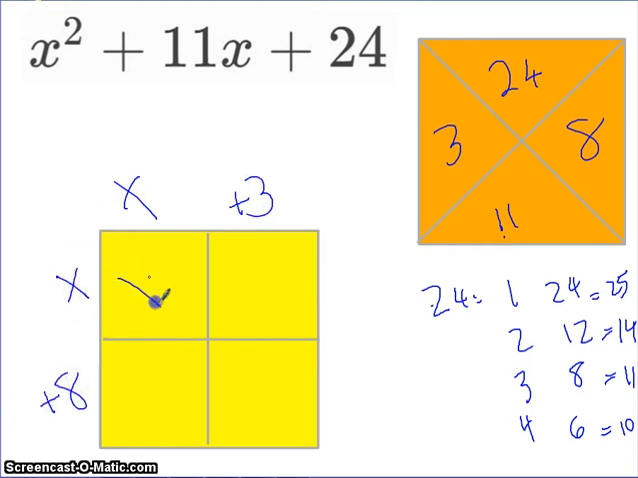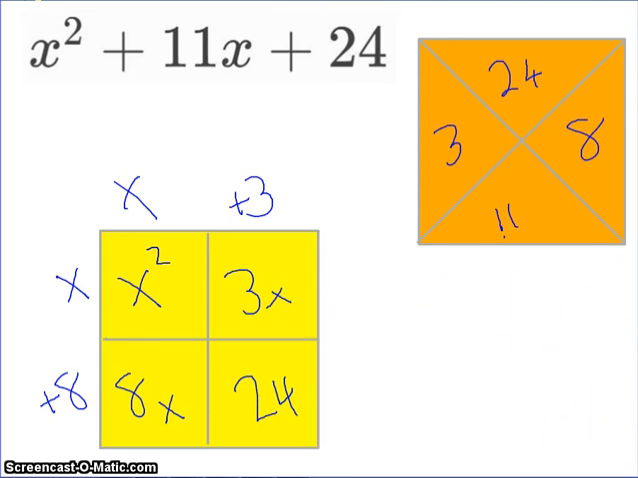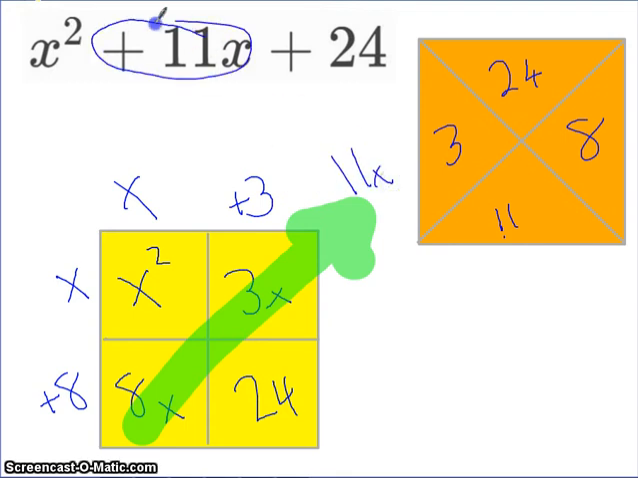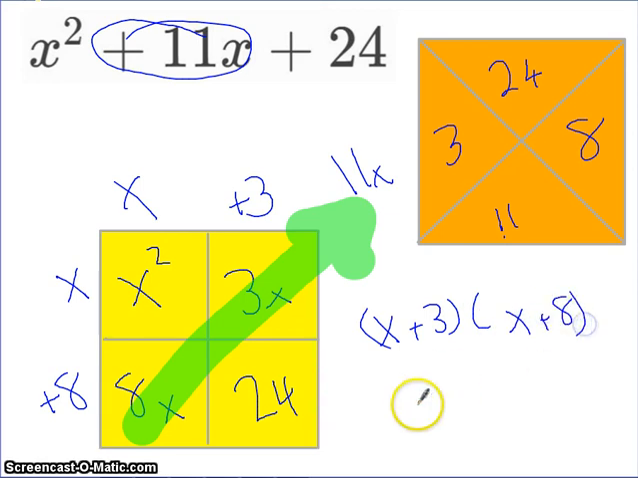When I multiply x times x, I get x squared. x times 3, I get 3x. 8 times x, I get 8x. And 8 times 3, I get 24. The middle two terms, 3x and 8x, add up to make 11x, the middle term I was looking for, and so it is true that x plus 3 times x plus 8 is equal to the trinomial x squared plus 11x plus 24. Pause here, move on to the next one.